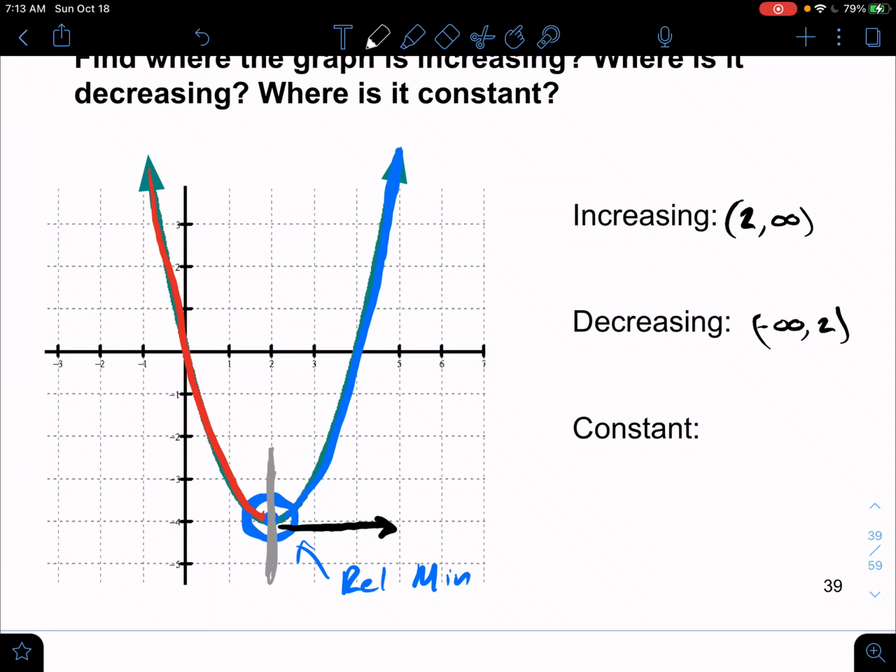In this particular situation, our graph was never constant. It never was flat where it wasn't changing, so we would just say nope, or none, or nada, or nilch, whatever you want.